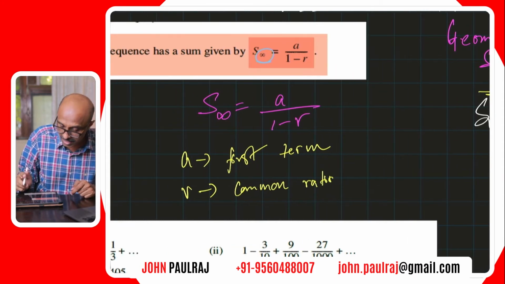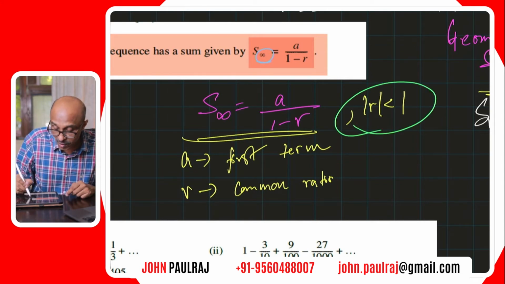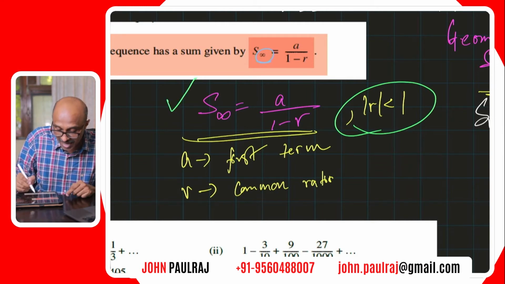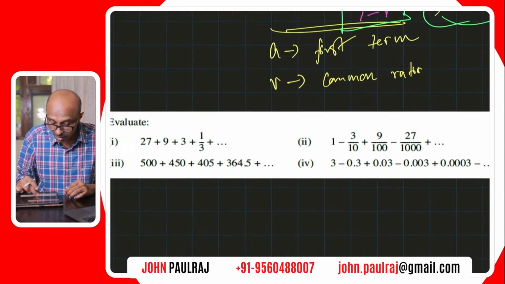And as I said, this formula is only applicable when the absolute value of r is less than 1. Only when the absolute value of the common ratio is less than 1, we say that the geometric series converges, and it converges to this finite value, and that is called the sum of the series. Let's illustrate this formula using an example.